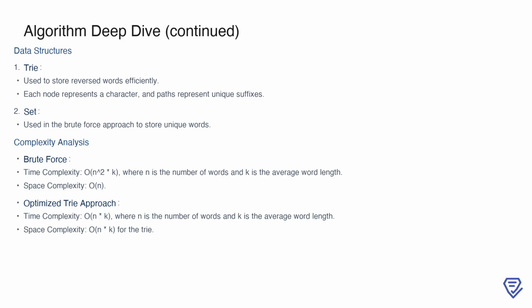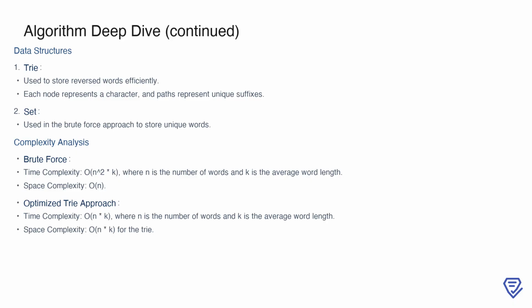To implement this solution, we rely on two key data structures. First, the trie is used to store the reversed words efficiently. Each node in the trie represents a character, and together, the paths represent unique suffixes from the original input. Second, a set is used in the brute force approach to keep track of unique words. When comparing the two approaches, the complexity analysis reveals the efficiency of the trie-based solution. The brute force method has a time complexity of n squared times k, where n is the number of words and k is the average word length, as every word is compared with every other word.